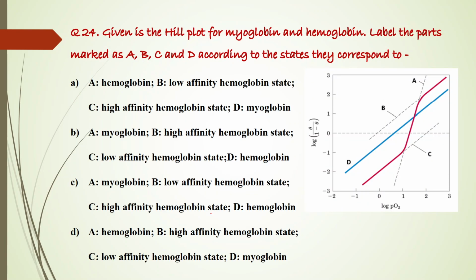Moving to the next one. I think this is the last question for these slides. It states, given is the Hill plot for myoglobin and hemoglobin. Label the parts marked as A, B, C and D according to the states they correspond to. So A, B, C and D are marked in the graph shown on the right hand side. You have to identify what A, B, C and D are. First try it out by yourself and then I will tell. I already have one answer.